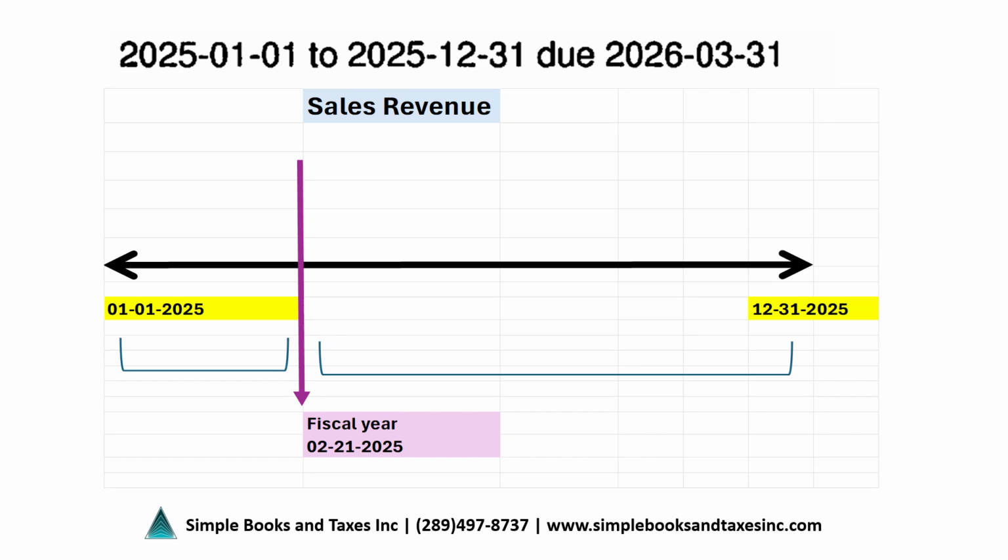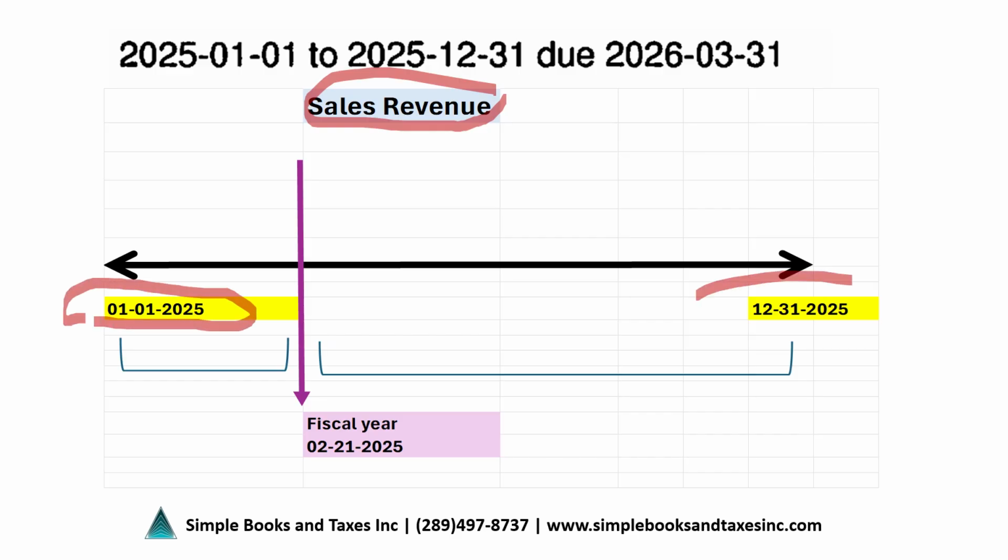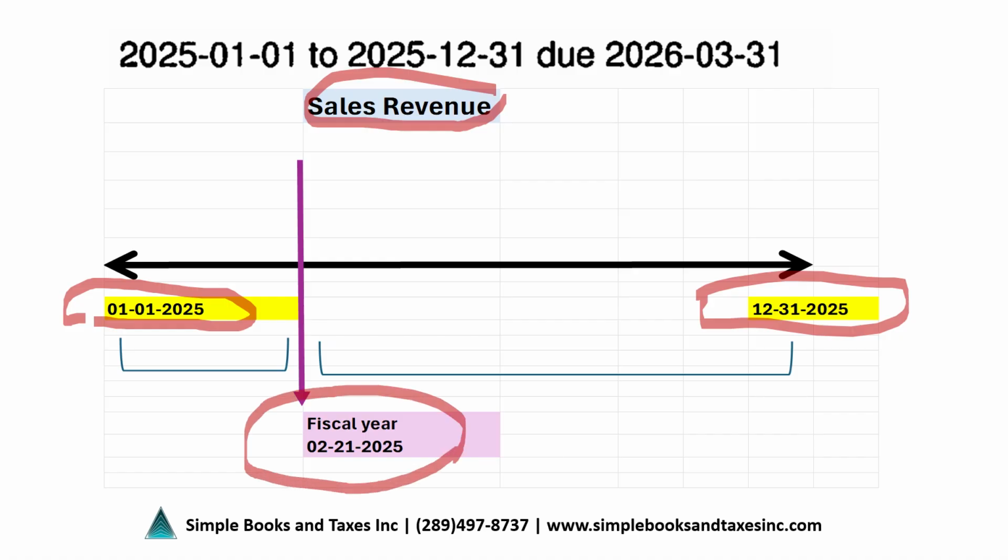Now let us try to find the total sales revenue for the year. We can find this information on an income statement that starts on January 1st and ends on December 31st. Unfortunately, my accounting system will not allow me to obtain an income statement from January 1st to December 31st because in our example, the fiscal year for the company is different from December 31st.